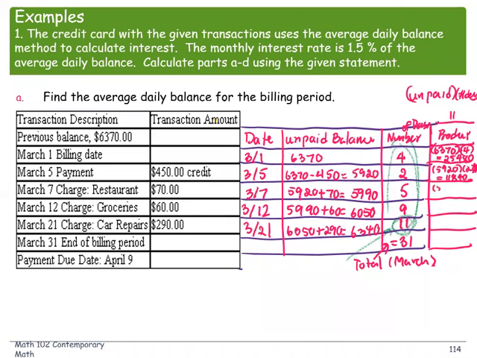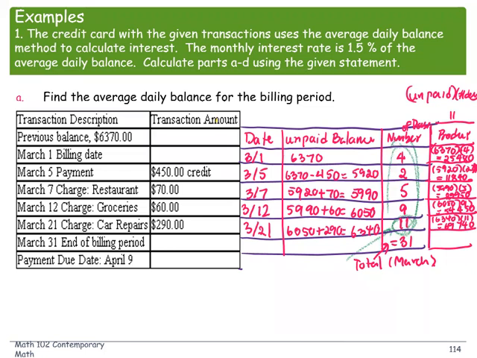The next one is the product of 5990 and the number 5. We get the number 29950. Next one is the product of 6050 and 9 to get the value 54450. And then the last row is the product of 6340 and the number 11, which gives us the product 69740.